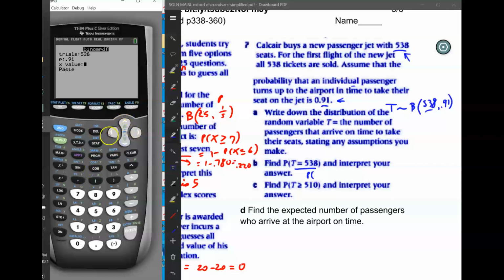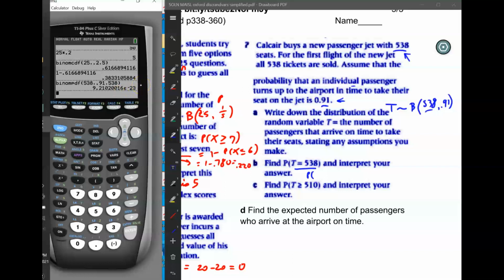.91, and then the x value is going to be 538 also. So basically, what's the probability of perfect attendance? I'd say it's going to be pretty small. Okay, it's really small. 9 times 10 to the negative 23rd. So 0.0000, 22 zeros, and then 921.